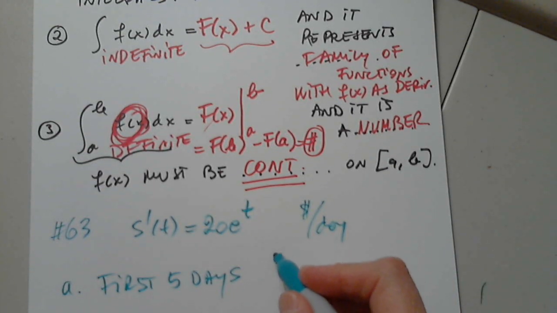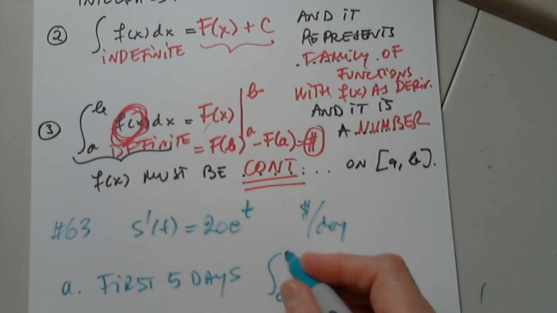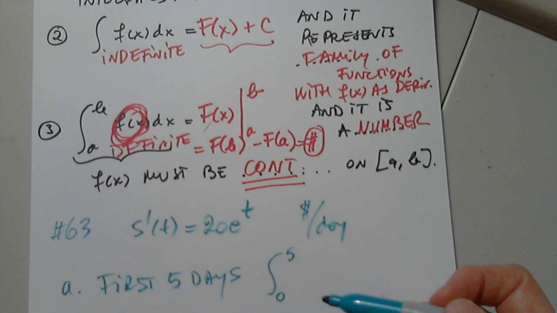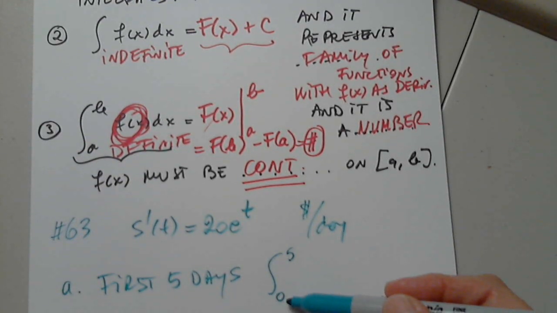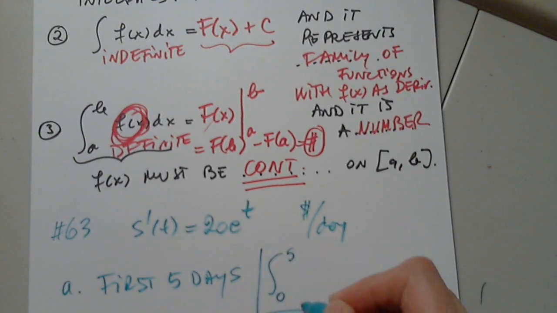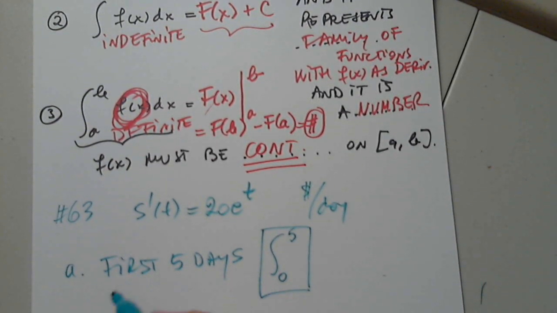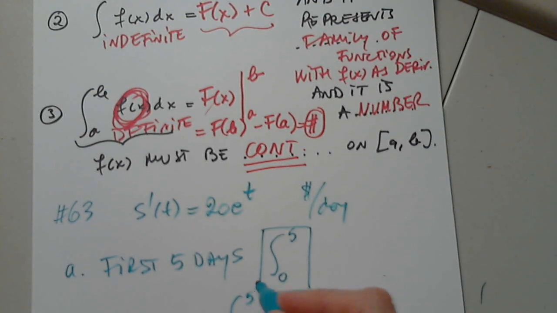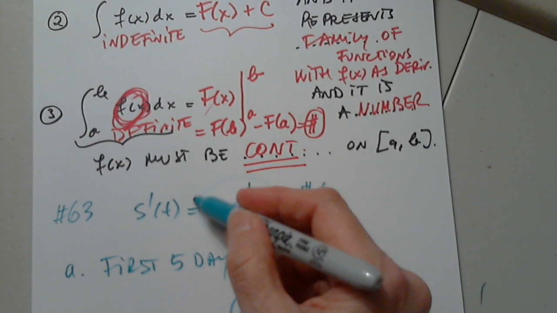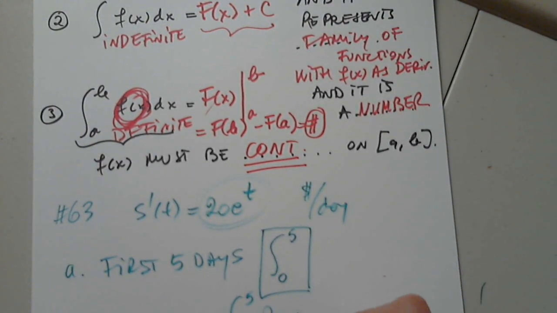So we will have to integrate from 0 to 5, not from 1 to 5, so that we make sure that 1 is included fully. Okay, so that's what I wanted to make sure is clear. So the total sales will be the integral from 0 to 5 of the marginal sales, 20e to t dt.